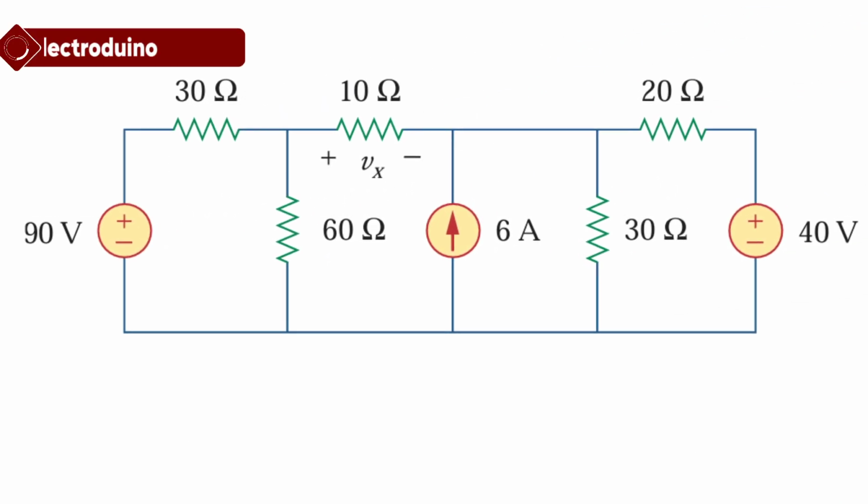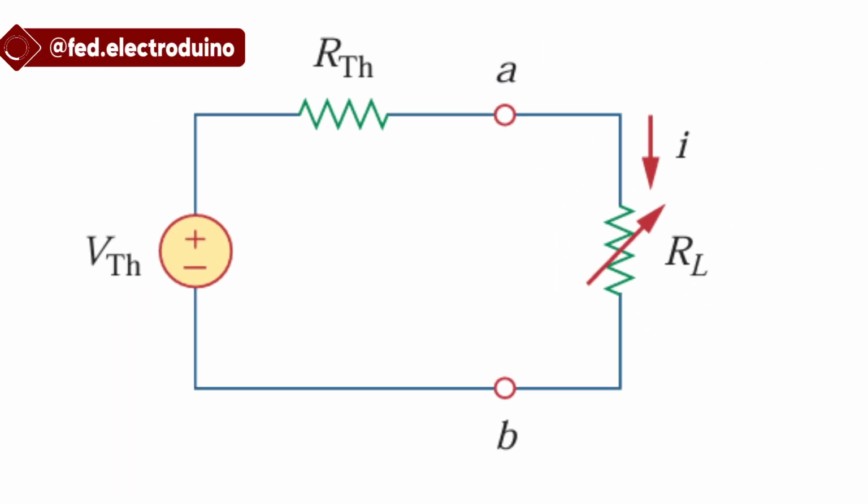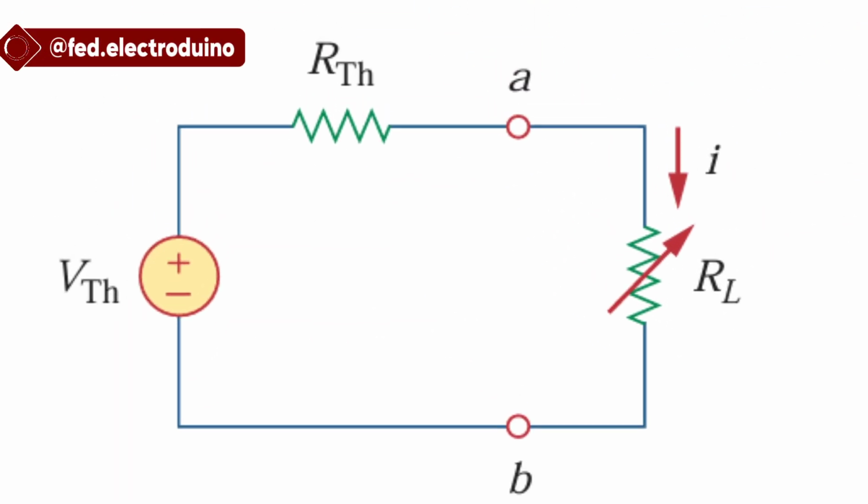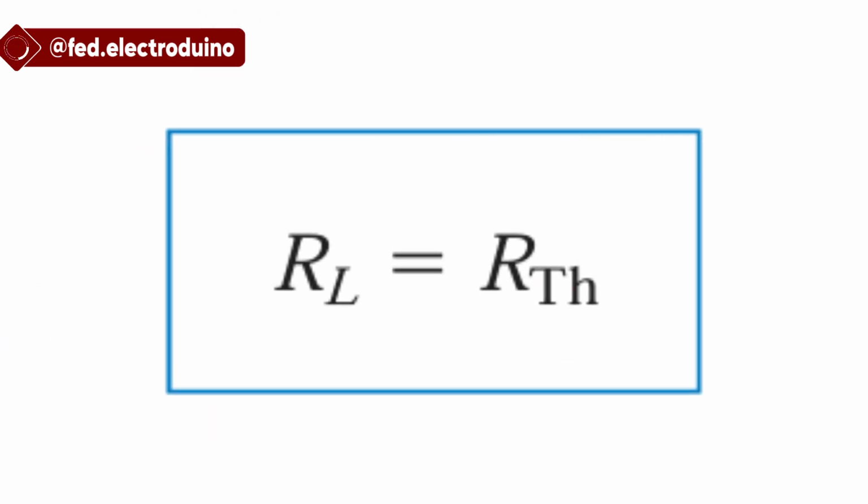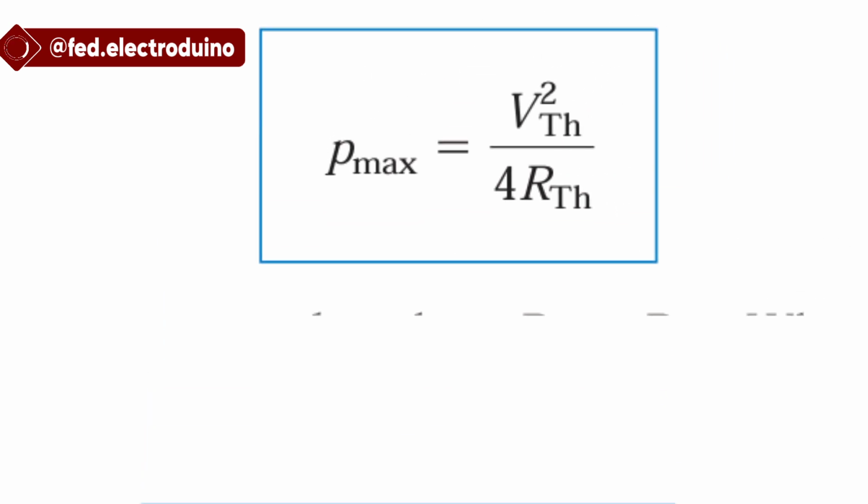Now, in most circuits, we use something called a Thevenin equivalent. That means we replace the entire network with one simple voltage source and one single resistor in series. We call them the Thevenin voltage and the Thevenin resistance. When the load resistance equals this Thevenin resistance, the circuit delivers its maximum power.